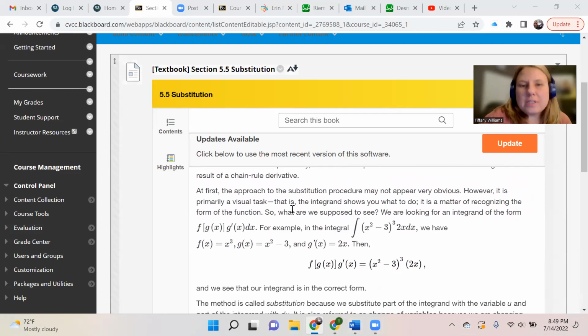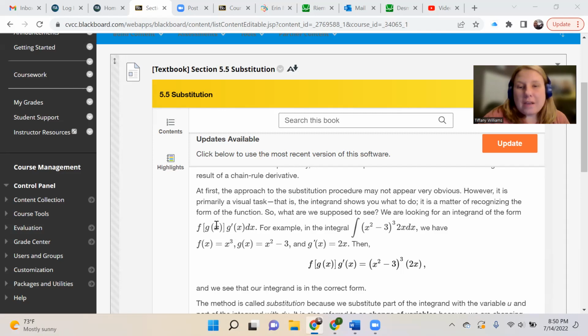At first, the approach to the substitution procedure may not appear very obvious. However, it is primarily a visual task. That is, the integrand shows you what to do. It is a matter of recognizing the form of the function. So what are we supposed to see? We're looking for the integrand of the form f of g of x, g prime of x dx.